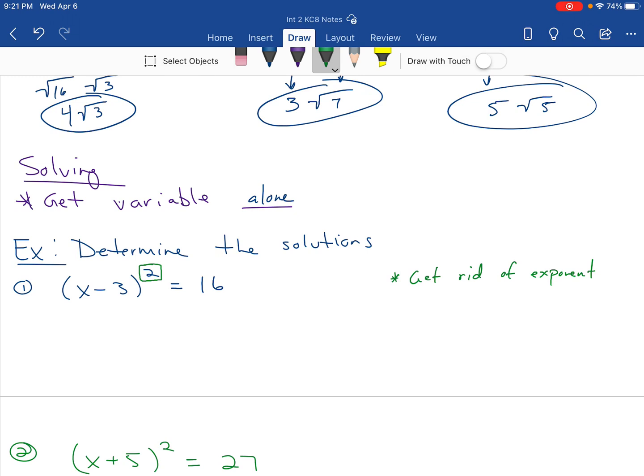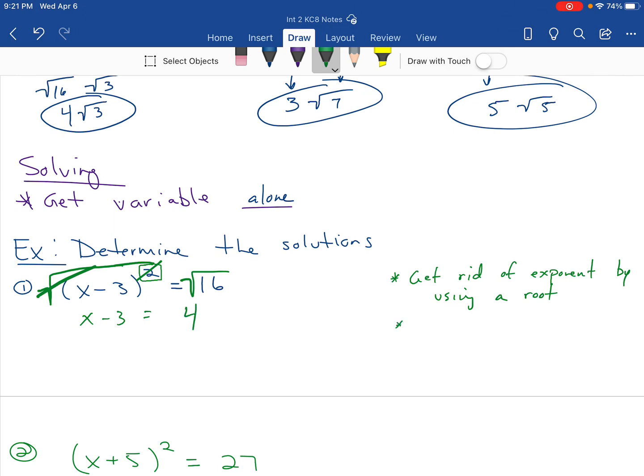And how do I do that? In order for you to get rid of an exponent, you are going to use a root. So to undo that squared, I'm going to take the square root of both sides of the equal sign. Now this square root and the squared will cancel out because they're inverses of each other, just like adding and subtracting the same number don't do anything. They cancel each other out. Okay, so this is the same thing. So now I'm left with x minus 3 alone equal to, well, the square root of 16 is 4.